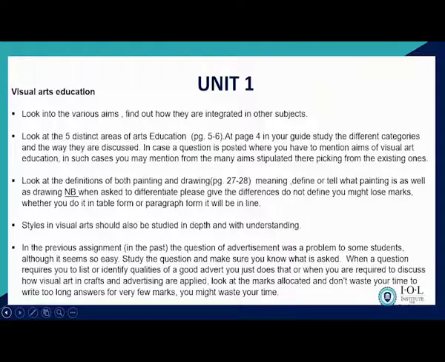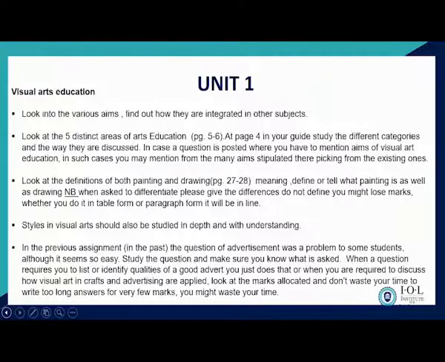Styles in visual arts should also be studied in depth and with understanding. Look at different styles. In the previous assignments, the question of advertisement was a problem to some students. Although it seems so easy, study the questions and make sure you know what is requested from you.